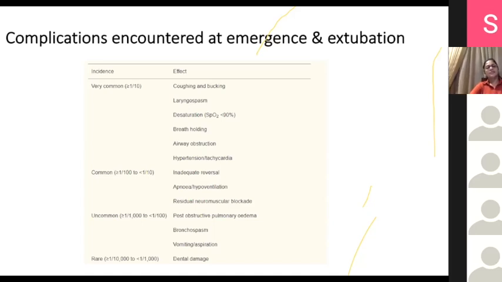What they have termed as common in terms of incidence, which is more than 1 in 1,000 to less than 1 in 10, is inadequate reversal, apnea, hypoventilation, and residual neuromuscular blockade. Uncommon ones, fortunately, are post-obstructive pulmonary edema, bronchospasm, vomiting, and aspiration, and rare, dental damage. And these things can happen, and I'm sure some of you have experienced it, will happen during emergence and extubation.